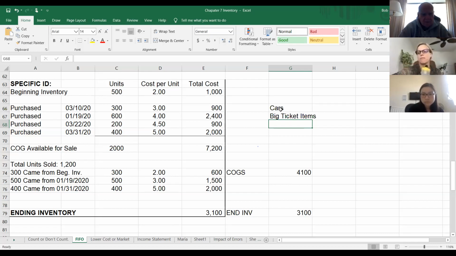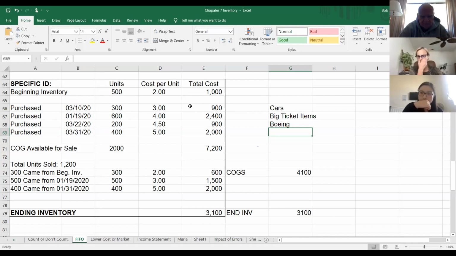The reason a car company has to use specific ID is in case there's a recall or an accident. Boeing, they make jets, they make 747, 767, the biggest passenger planes in the world. God forbid there's an accident or something goes wrong, they need to be able to trace everything in that plane back to that particular item. So with specific ID, you know exactly which ones you sold because the problem will tell you.